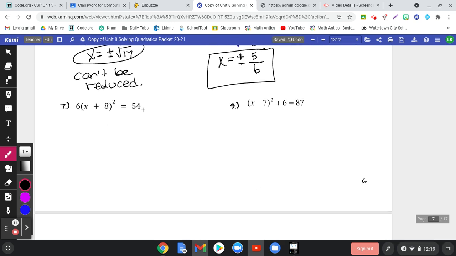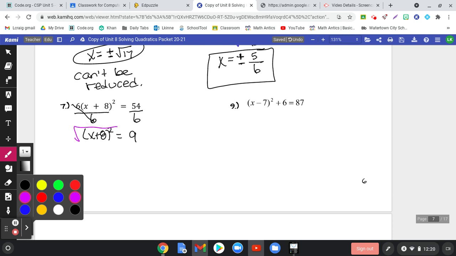All right. These next two, you cannot distribute. This x squared doesn't allow it. Think back to PEMDAS. Exponents come before multiplication. So we're actually just going to get rid of it. If you divide both sides by 6, you'll be left with x plus 8 in parentheses squared equals 54 divided by 6, which is 9. Check your calculator if you don't believe me.